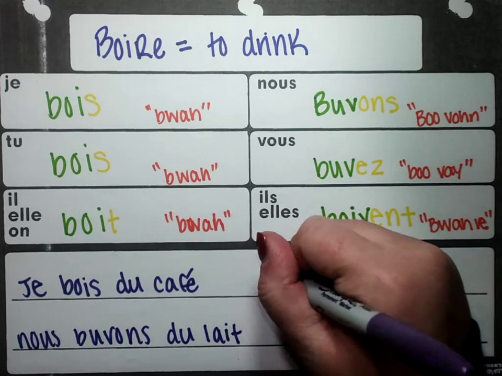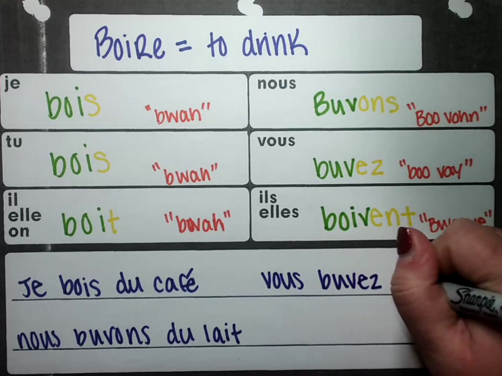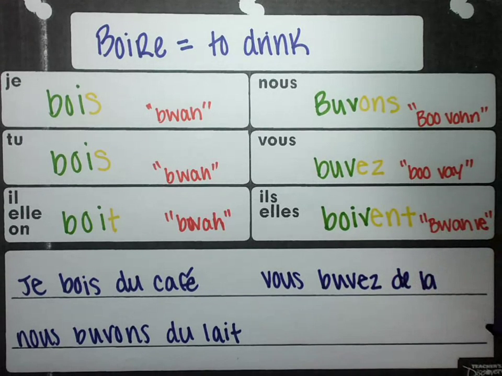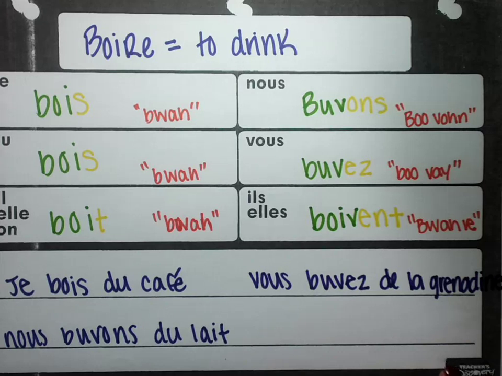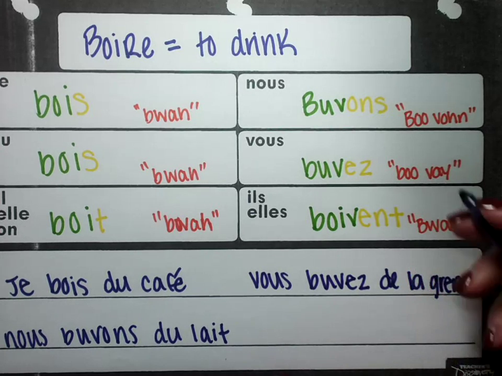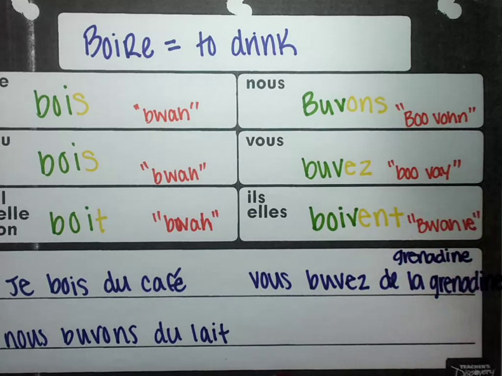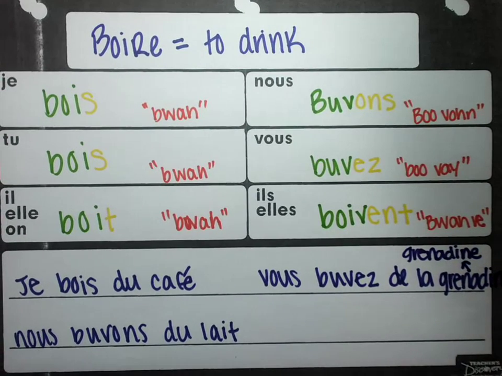Next, vous buvez de la... I gotta think of something that's feminine. Let's do grenadine. I'm running out of paper. Vous buvez de la grenadine. I'll rewrite this up here in case you can't see it. De la grenadine is just water with pomegranate syrup. You're going to learn that here in our next set of vocab.